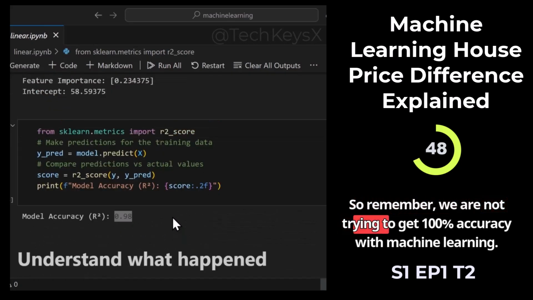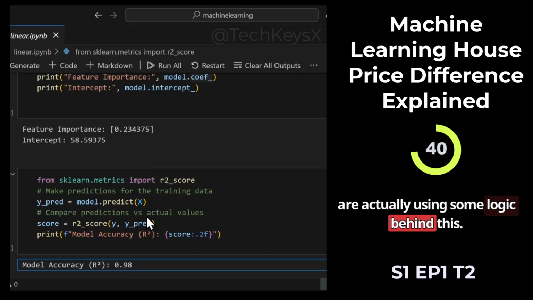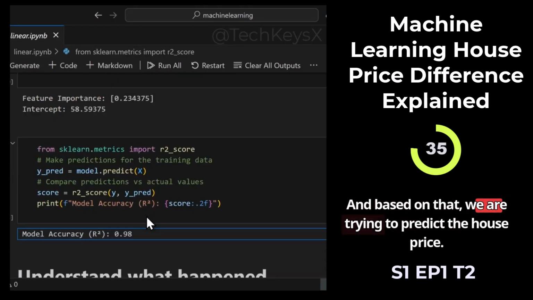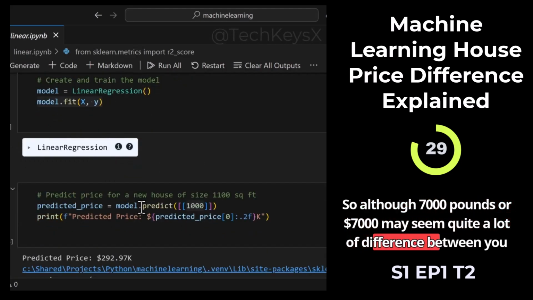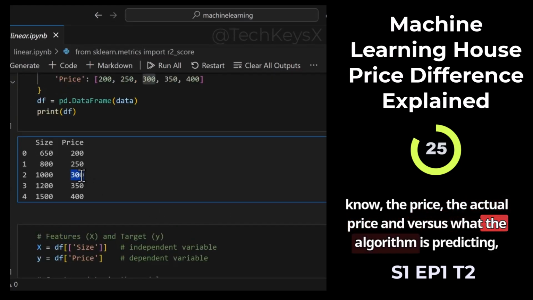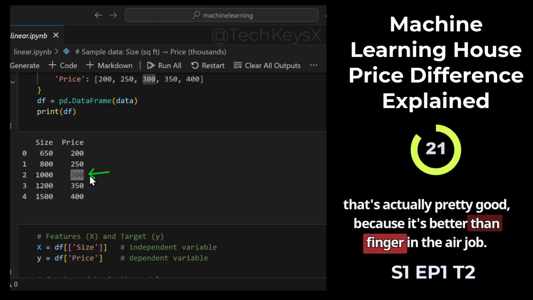So remember, we are not trying to get to 100% accuracy with machine learning. What we're trying to do is, rather than make a finger in the air guess or estimate, we are actually using some logic behind this. We are doing a line of best fit, and based on that, we are trying to predict a house price. So although 7,000 pounds or $7,000 may seem quite a lot of difference between the actual price and what the algorithm is predicting, that's actually pretty good because it's better than a finger in the air job.